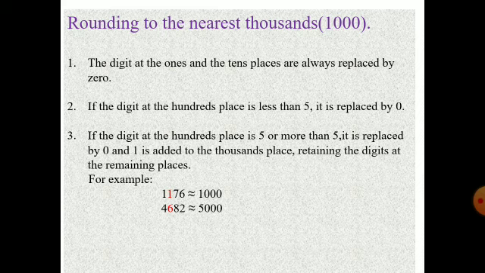Similarly, in next example, that is 4682, replace the digits at ones and tens place by 0 as per step 1. Next, check the digits at hundreds place. Since it is greater than 5, replace it by 0 and add 1 to the thousands place. Retain the remaining digits as per step 3. So, on rounding off the number 4682 to the nearest thousands, we get its approximate value as 5000.